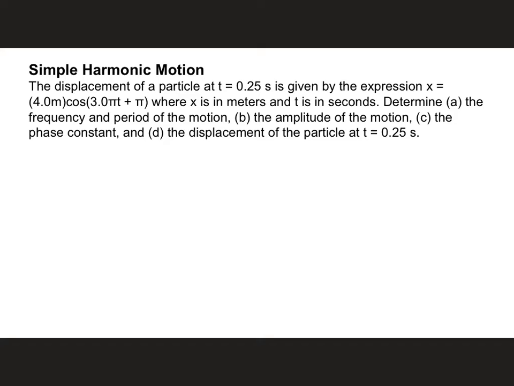And so, for example, this equation here, x equals 4 cosine(3 pi t plus pi). So let's just pause for a minute and think about it. What are the pieces parts? Well, this right here is what we call amplitude.